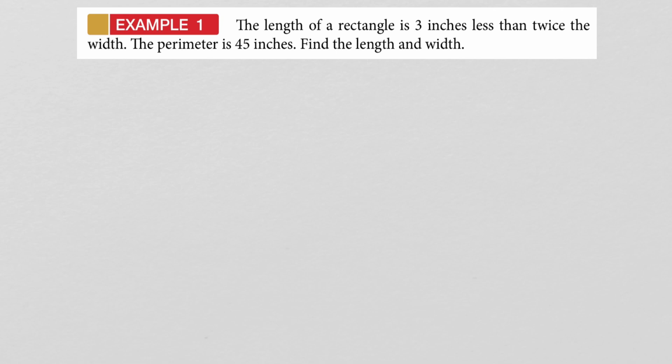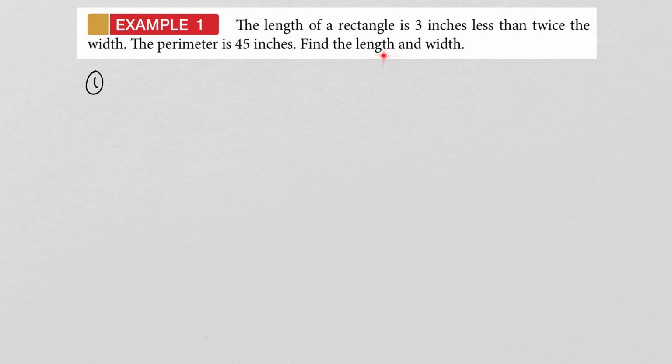So here, the length of a rectangle is 3 inches less than twice the width. The perimeter is 45 inches. Find the length and the width. Okay, so the first thing we need to do is read that question, and then now I'm going to read it again, paying attention to the important parts.